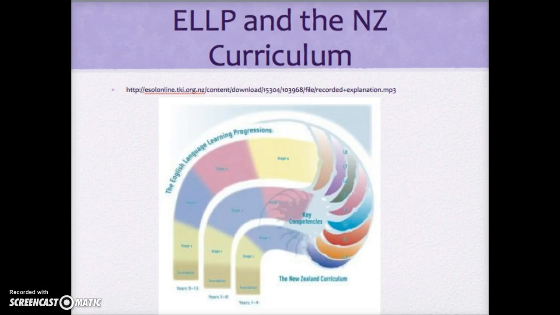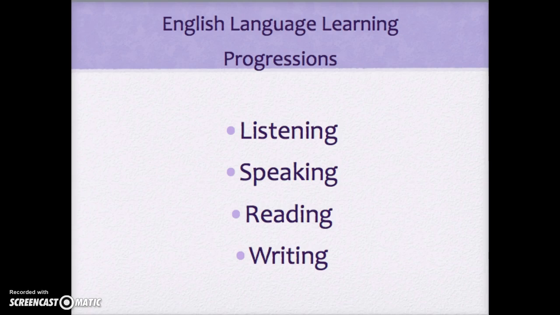Hello, in this video I will briefly describe the English language learning progressions, the New Zealand system for tracking and monitoring student progress in English. The English language learning progressions, commonly known as ELP, measure student progress in 4 modules: listening, speaking, reading and writing.